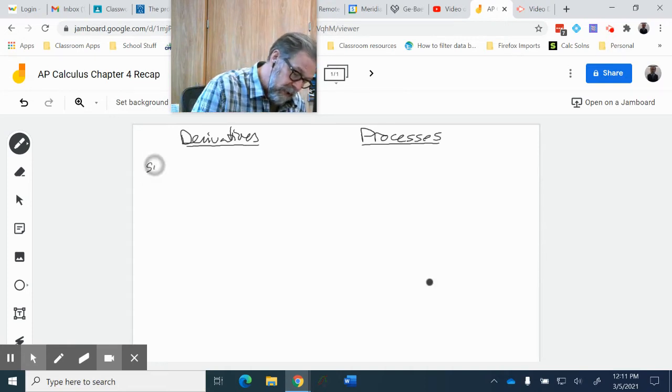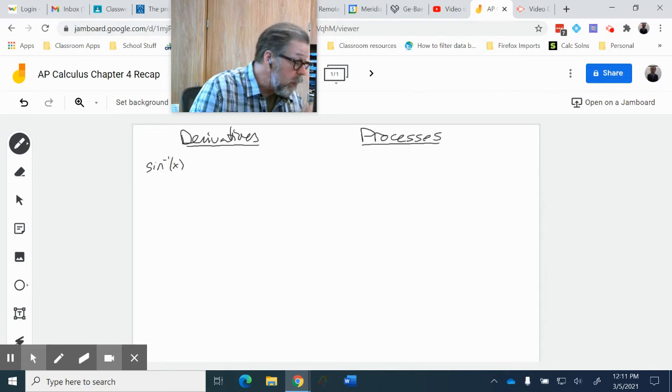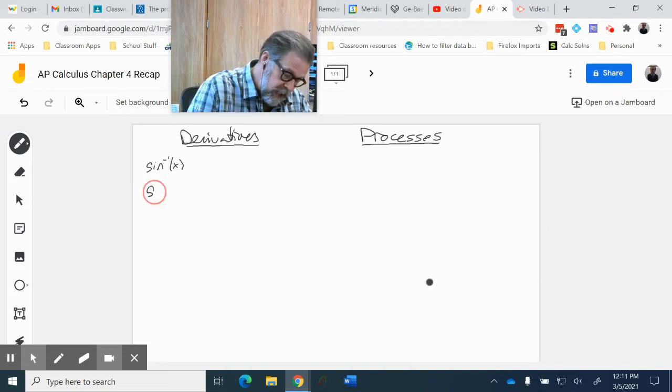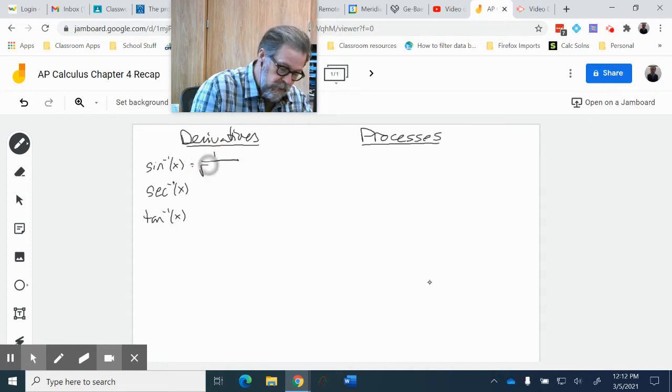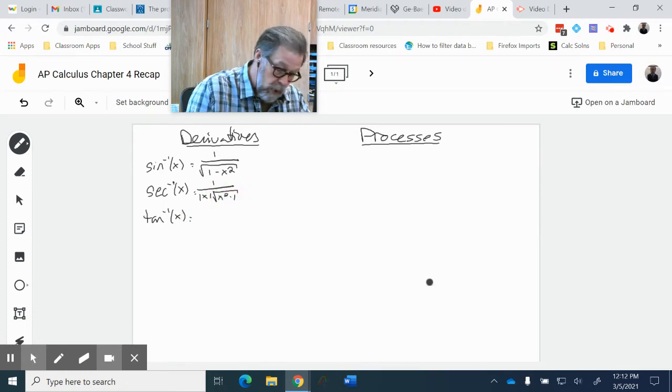We have arc sine of x. We have arc secant of x, and we have arc tangent of x. We discovered that this is 1 over the square root of 1 minus x squared, that this is 1 over absolute x times the square root of x squared minus 1, and that this is 1 over 1 plus x squared.